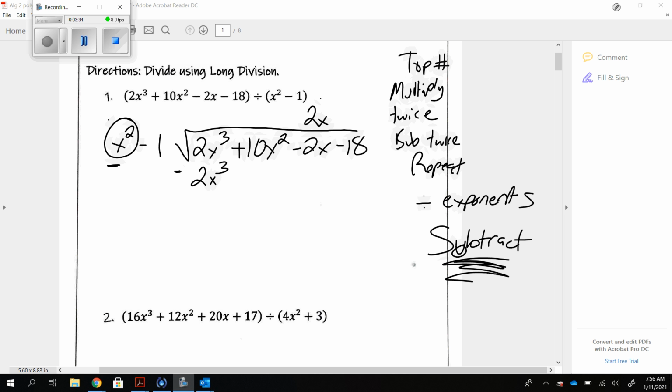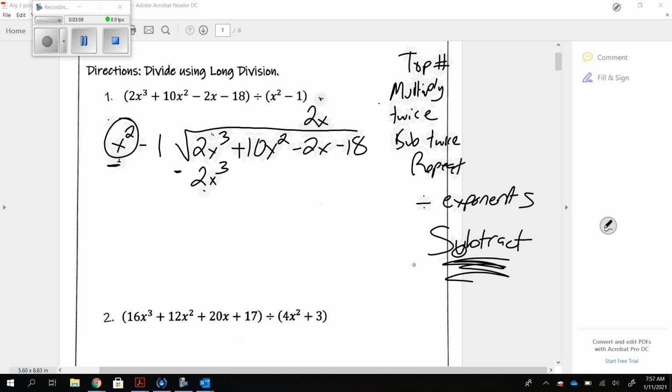I see we did the first part where we divided 2x cubed by x squared. Remember, when we divide, we're subtracting those exponents to get 2x. Then we just multiply them again to cancel out this 2x cubed. There's no trick to that. So we do 2x times x squared, and we get 2x cubed. But we have to do it twice because, as the step said, multiply twice.